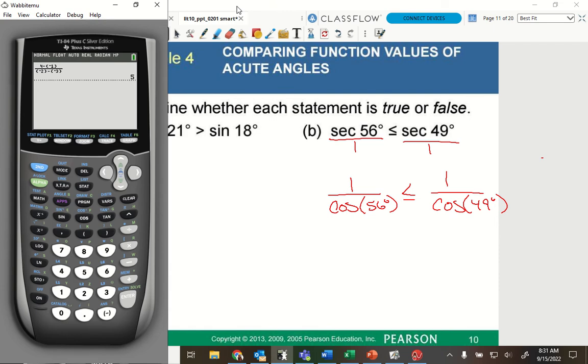And I'm going to change my mode. So you guys that are following along on the video, mode, down, over, change to degree, enter. Second mode again is going to quit out of that menu. And then I'm going to go to my fraction, because I like writing this out with an actual fraction.